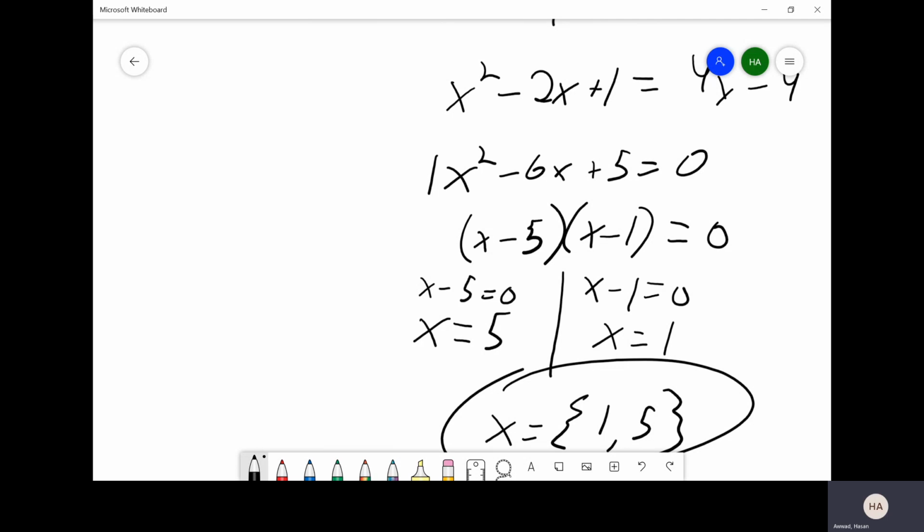And then all you really had to do was realize, oh yeah, we had an even powered root. We need to check for extraneous solutions. You must check for extraneous solutions. So great, 1, 5, we're done, right?